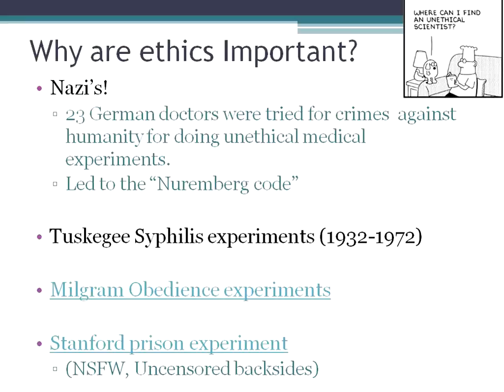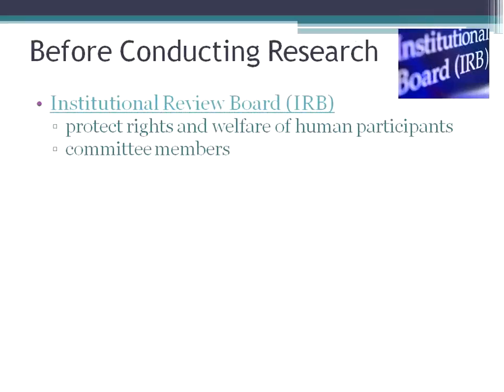So we have all these unethical experiments. People are becoming aware of the need for oversight, and this leads to the development of the Institutional Review Board. There's a federally mandated system that's designed to protect the rights and welfare of human participants. It's usually made up of committee members. It can vary from institution to institution.